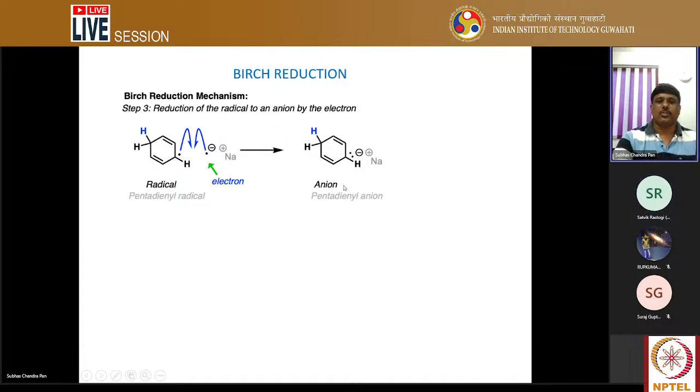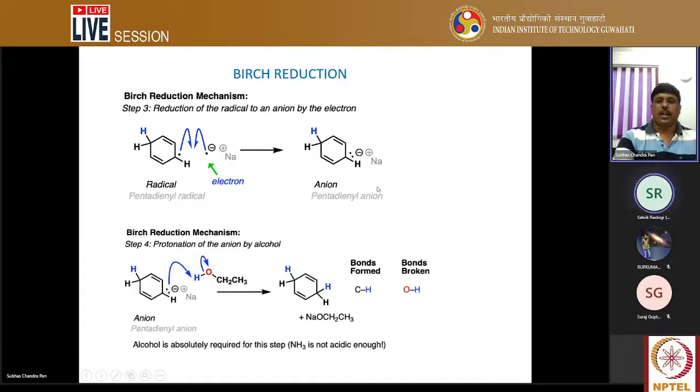This pentadienyl anion, in the last step, takes a proton again from the alcohol so that a neutral compound, the 1,4-cyclohexadiene, is formed. And the byproduct is sodium ethoxide. So alcohol is absolutely required for this step. NH3 is not acidic enough. That's why you need a proton source like alcohol.